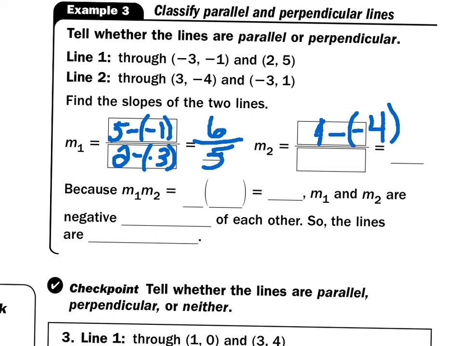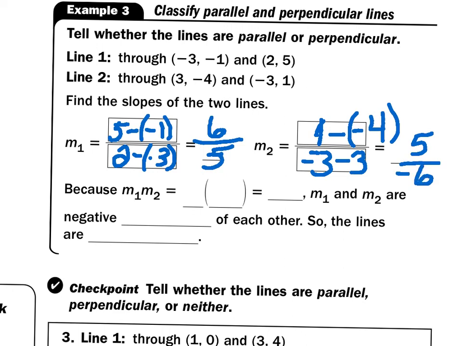Now, for the next slope, we have 1 minus negative 4 over negative 3 minus 3. And that would be 1 minus negative 4. 1 plus 4 is 5. Negative 3 minus 3 is negative 6.